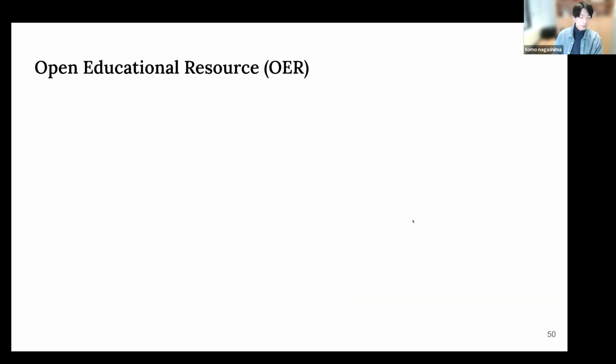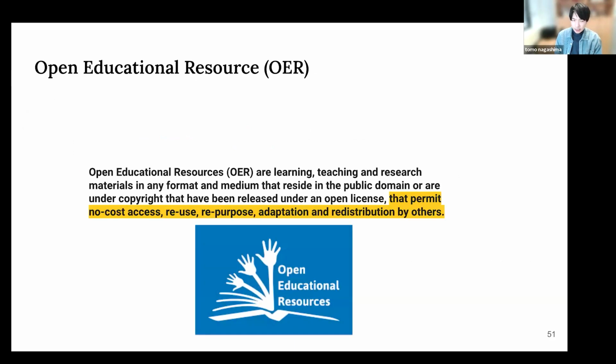Also, another movement that I wanted to highlight is the open educational resources movement. Open educational resources are defined as learning, teaching, and research materials in any format and medium that reside in the public domain or are under copyright that have been released under an open license that permits no cost access, reuse, repurpose, adaptation, and redistribution by others.